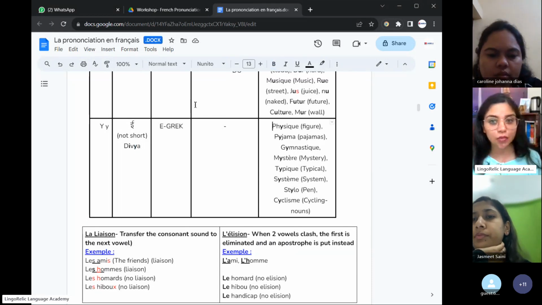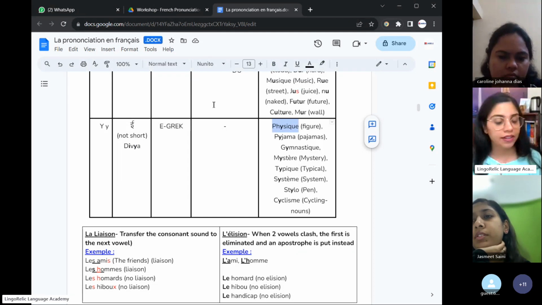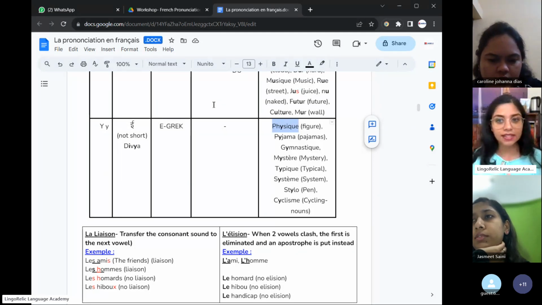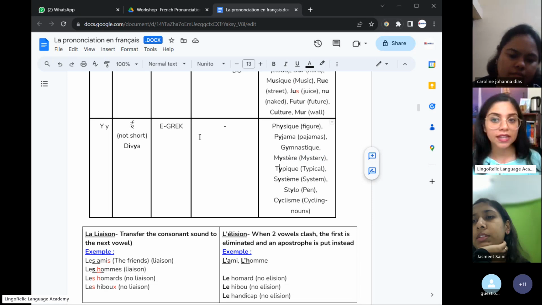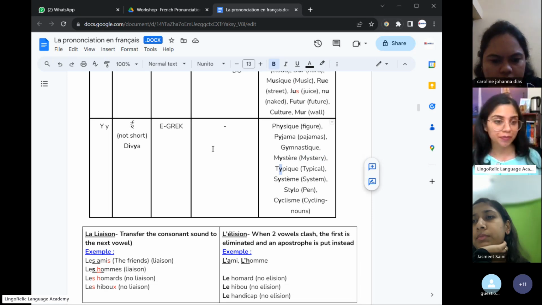Répétez avec moi. Physique. That is a figure. Then you have pyjama. That is pajamas. Gymnastique. Then mystère. That is for a mystery. Typique. Typical.